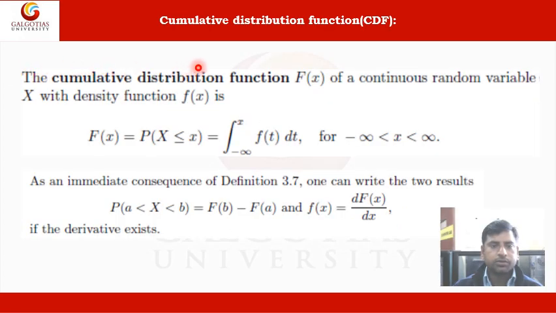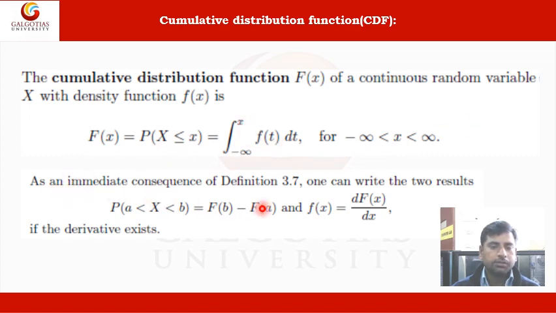Next is the cumulative distribution function, or CDF. The cumulative distribution function F of x of a continuous random variable capital X with density function f of x is the probability when capital X takes all the values less than or equal to x. That means it will sum up all the probabilities for the random variable up to where the random variable x takes the value less than or equal to x. By the definition, this can also be written by integrating from minus infinity to x.